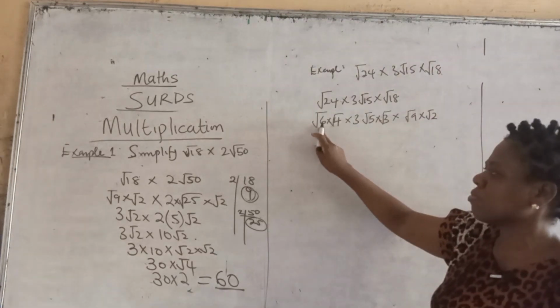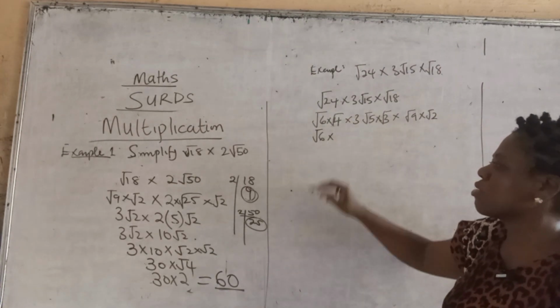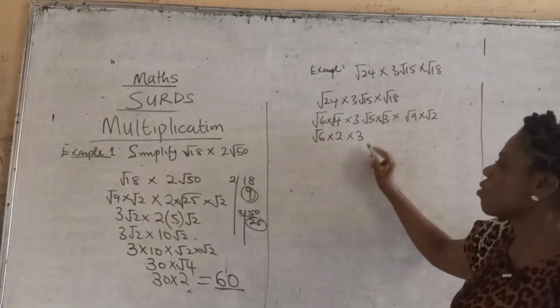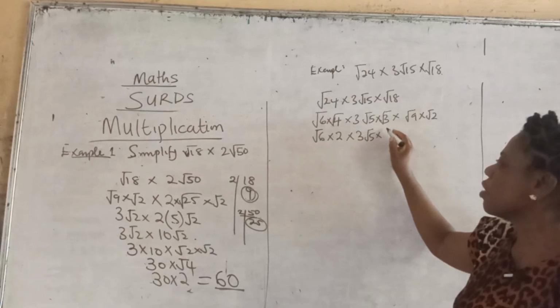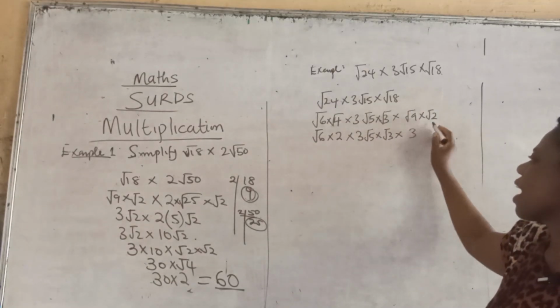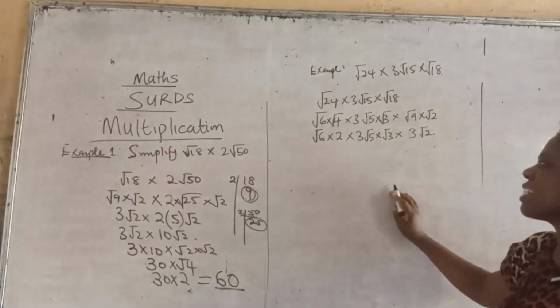And do we have the square root of 6? No. Root 6. The square root of 4 is what? 2. And we have 3 there. Do we have the square root of 5? No. Square root of 3? No. And what is the square root of 9? 3. And what does it give us? Root 2.